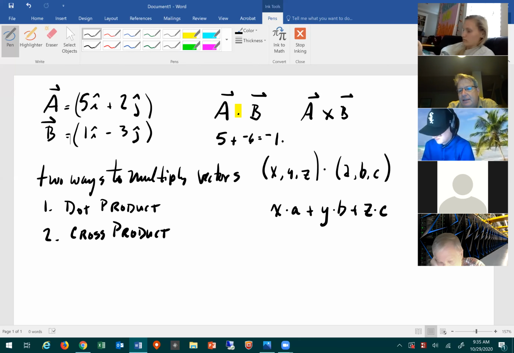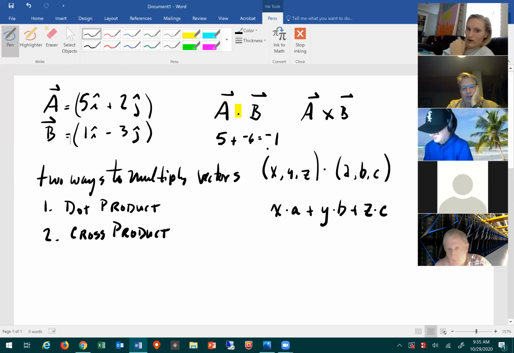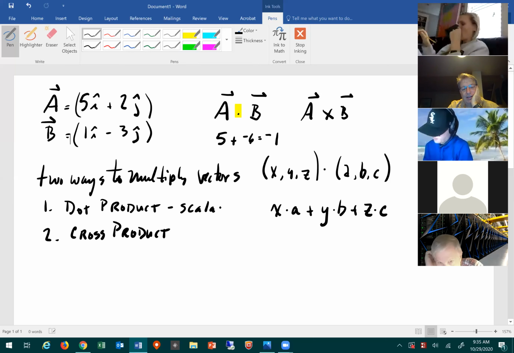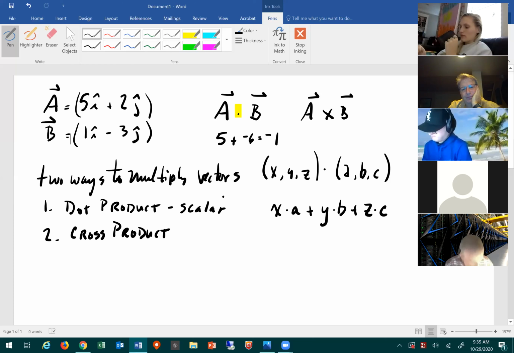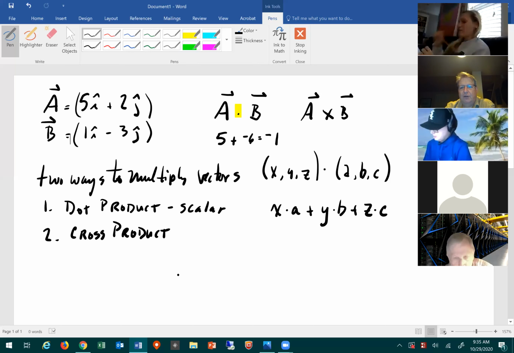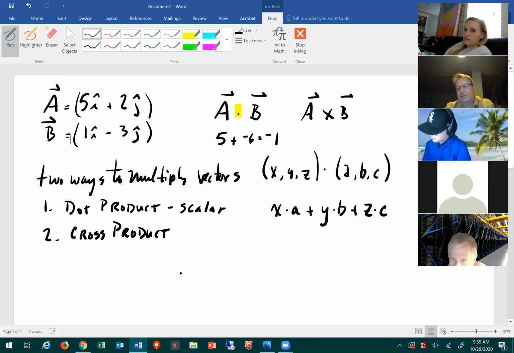Doing it is easy, right? But what does that mean? You get two vectors and you get a scalar. So first of all, I get a scalar when I do this. But there's something else that's really cool about this. It is the projection of one vector on another.